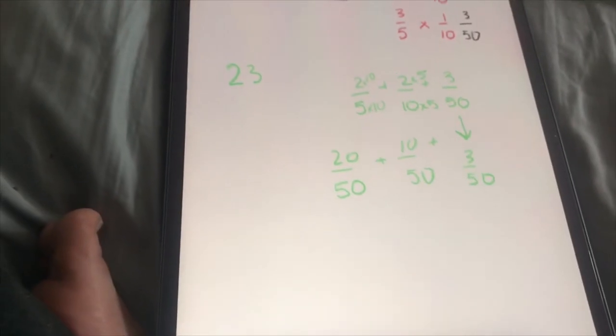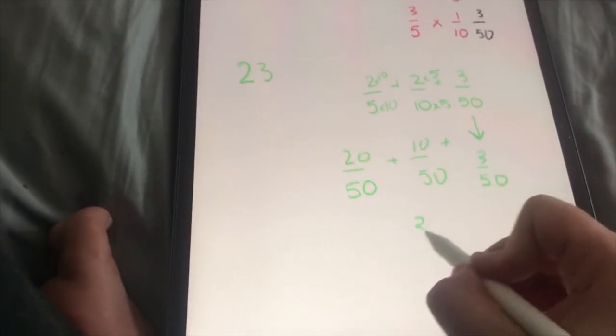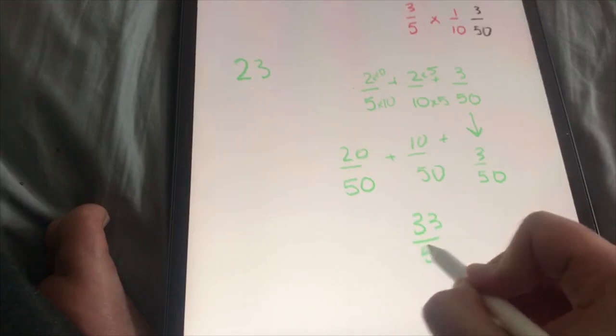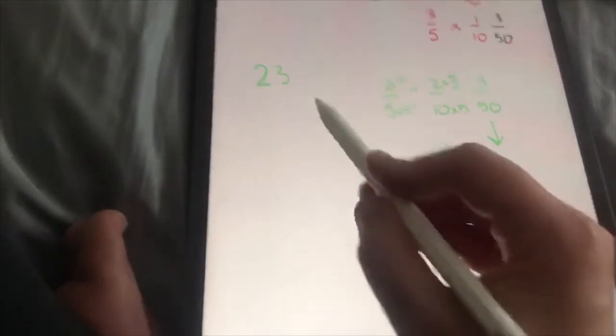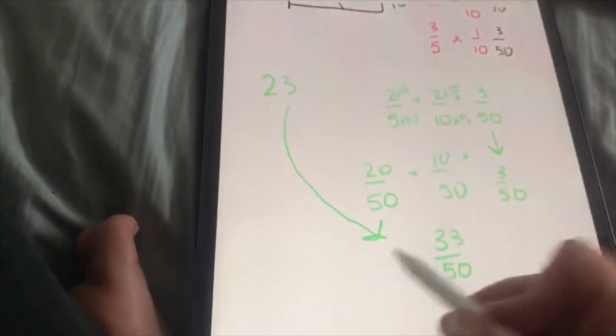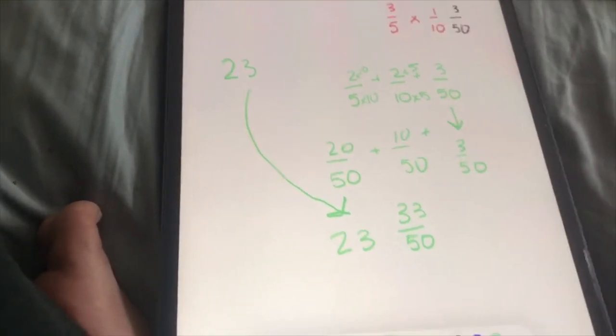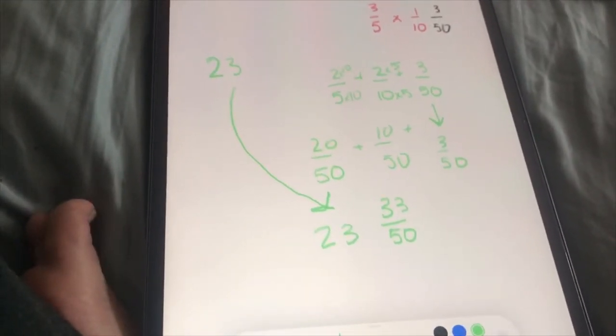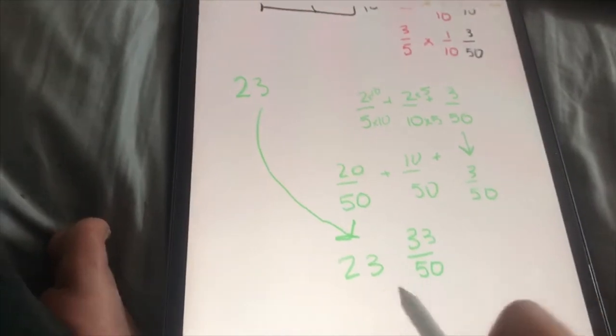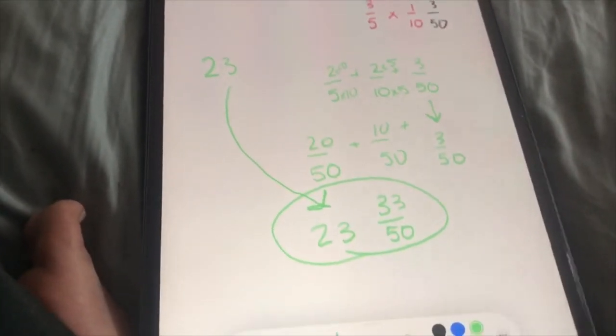Okay, so if I add all this up, I get 33/50ths. And don't forget your whole number. So your final answer is going to be 23 and 33/50ths. These are doozies.